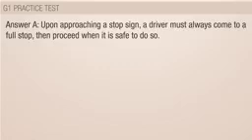Answer A. Upon approaching a stop sign, a driver must always come to a full stop, then proceed when it is safe to do so.